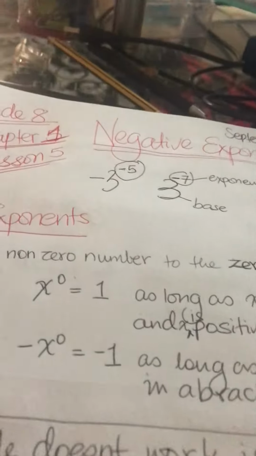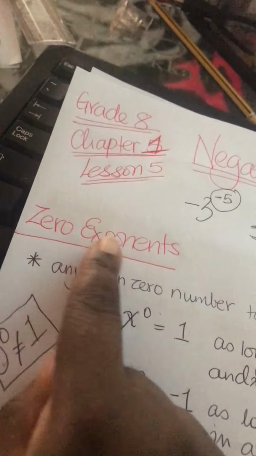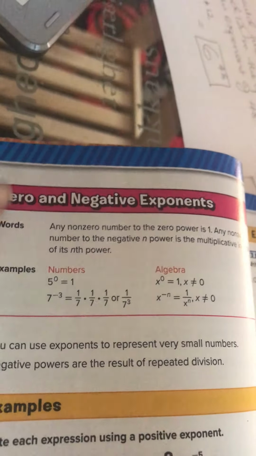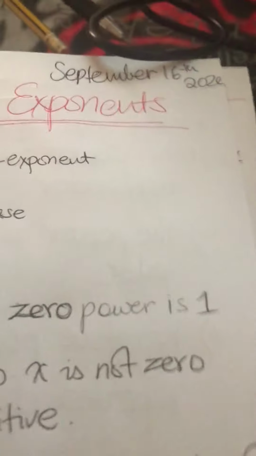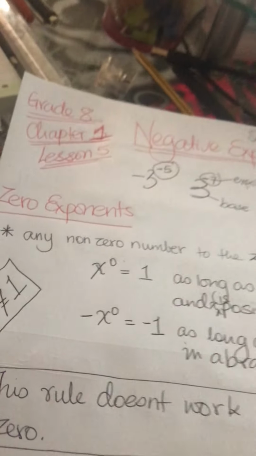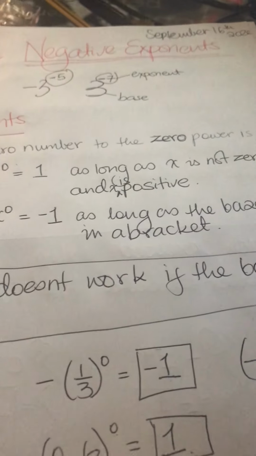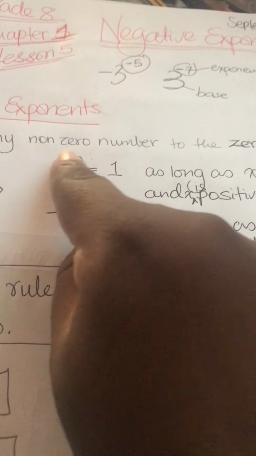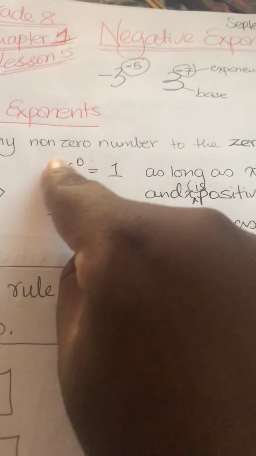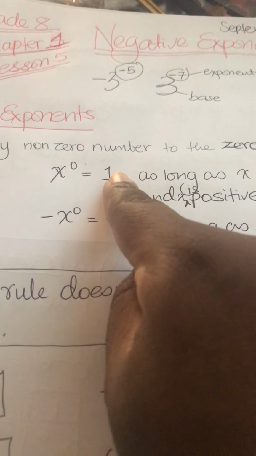So before we start with the negative exponents, we have to look at the zero exponents, just as the book explains. The book states we need to discuss what happens when the exponent is zero. We've seen previous examples before we got to this lesson. So let us just remind ourselves. Any non-zero number to the zero power, the answer is 1. So if my base is raised to the zero power and it is positive, my answer will always be 1.